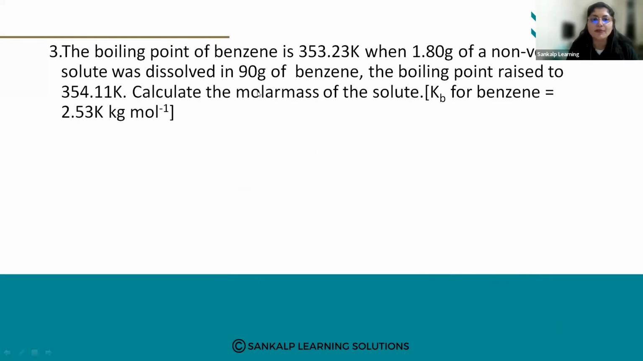The boiling point of benzene is 353 Kelvin. When 1.80 grams of a non-volatile solute was dissolved in 90 grams of benzene, the boiling point rose to 354.11 Kelvin. Calculate the molar mass of the solute. Kb for benzene is given as 2.53 Kelvin kg per mole. So, what all things are given? We'll write it down.